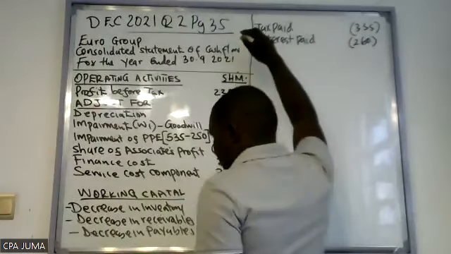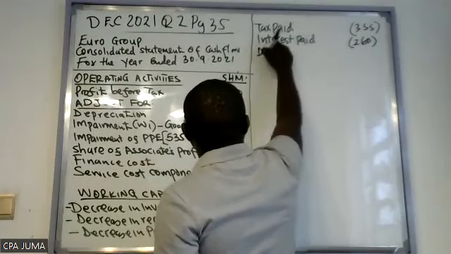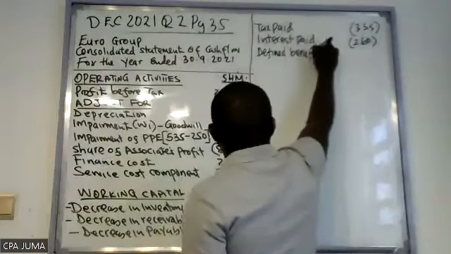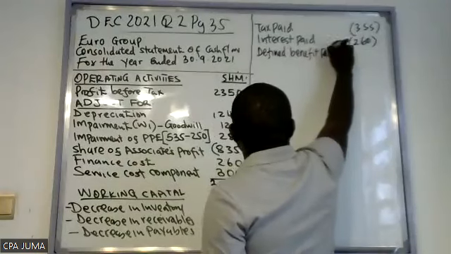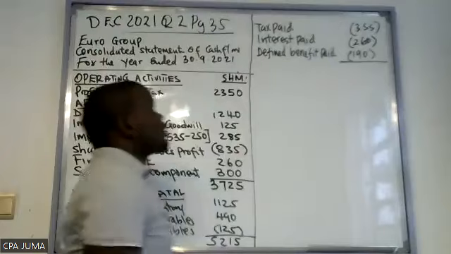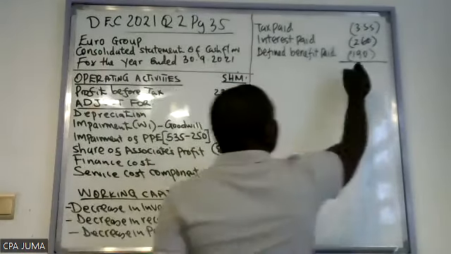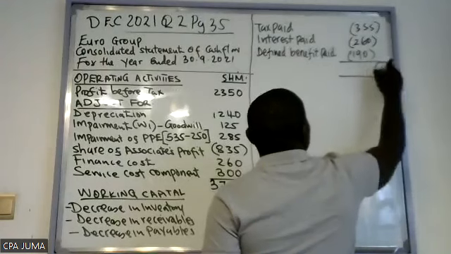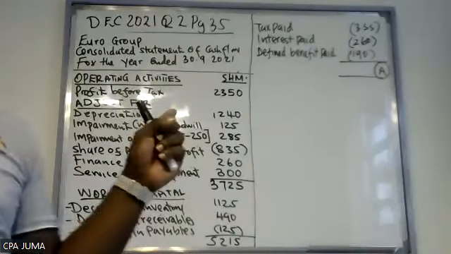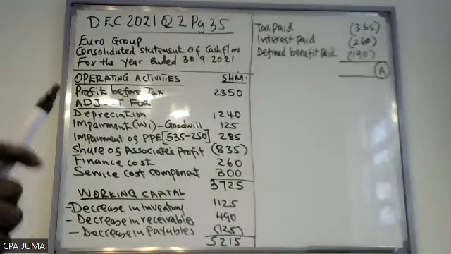Therefore, you come here and say defined benefits paid. I remember we got it somewhere. 190. So give me this answer, then I answer Rose. 190 we got it somewhere. So give me your answer.